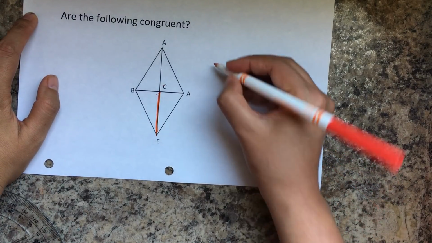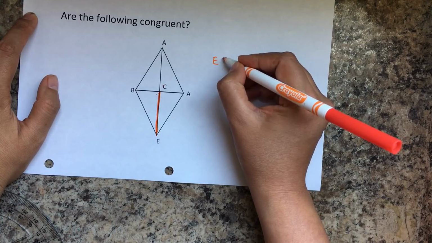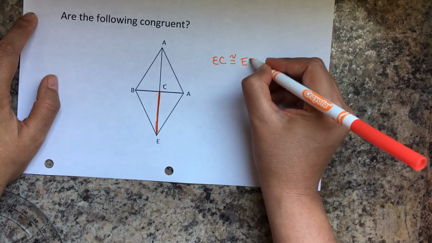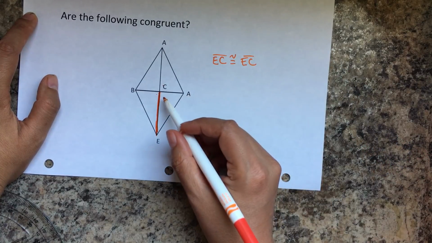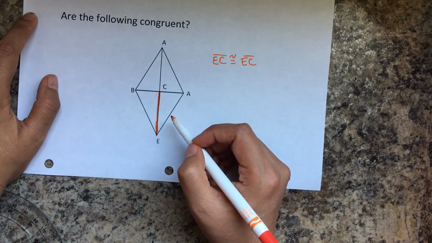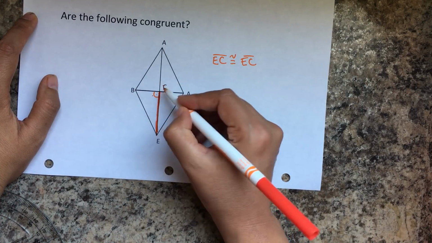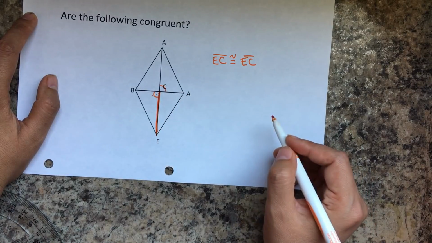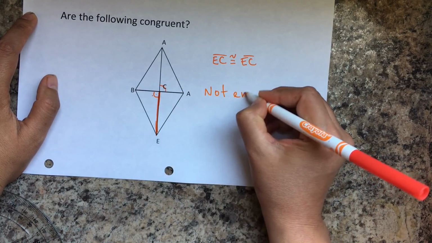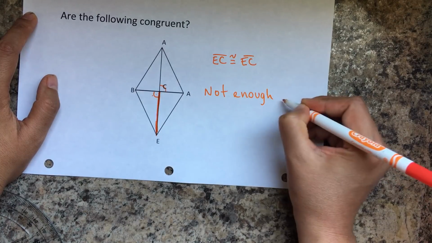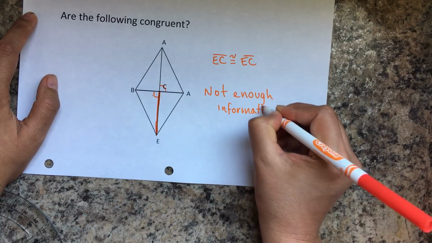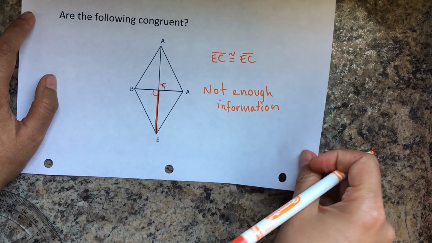So we only have side EC is congruent to side EC, and we don't even know if those are congruent. We only know of vertical angles. So no, not enough information.